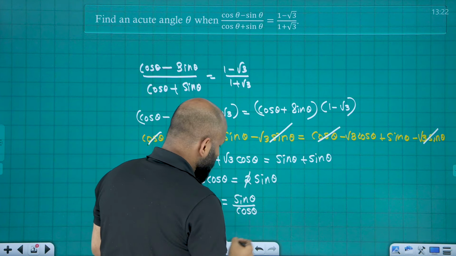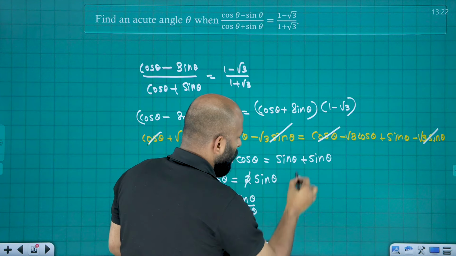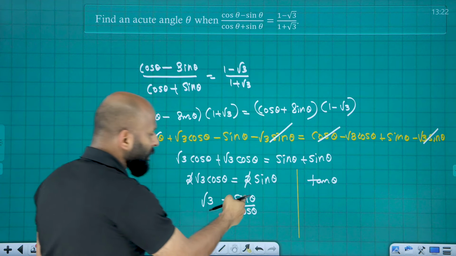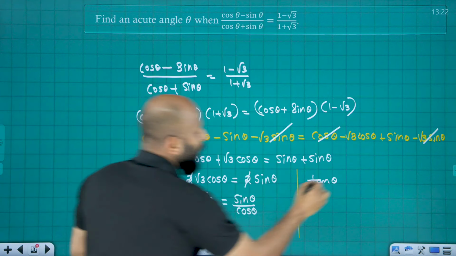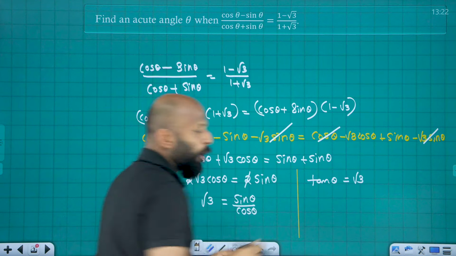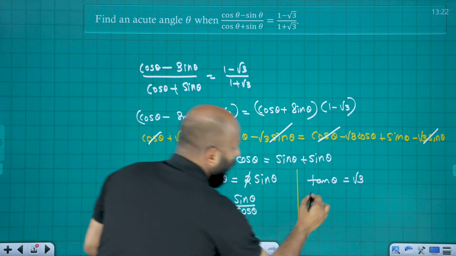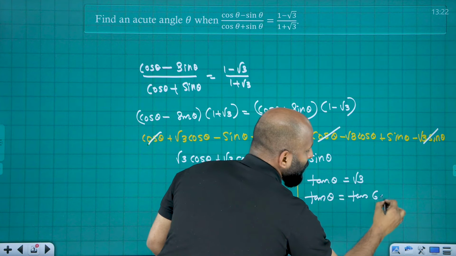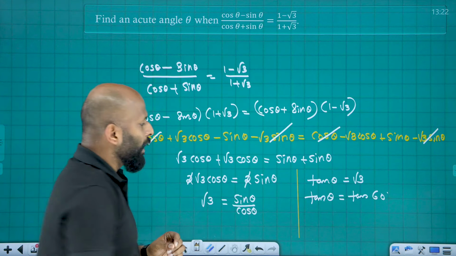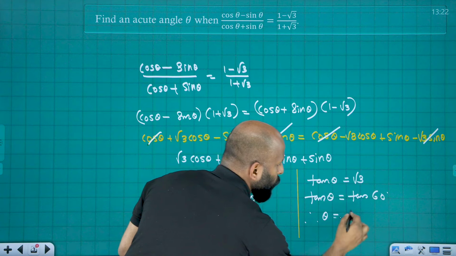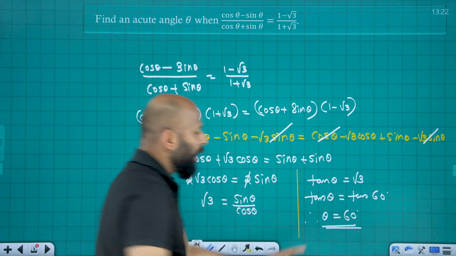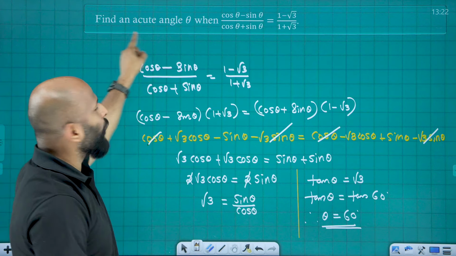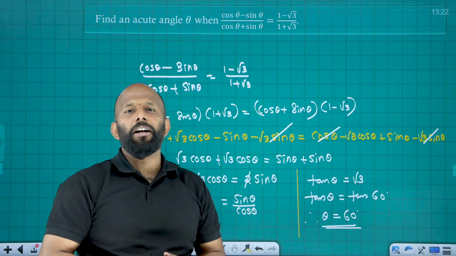So here we'll get tan theta is equal to root 3. Now you know how to solve it, right? We can write tan theta is equal to root 3 in terms of tan 60 degrees, since tan 60 degrees is root 3. Therefore theta is equal to 60 degrees. 60 degrees is an acute angle, and in the question they are asking to find the acute angle theta. Hope all of you understood this question.